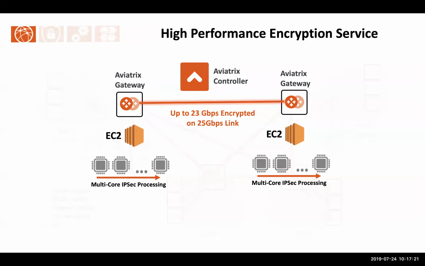This gives you the ability to use a very large instance, for example, to get up to 23 gigabits per second of IPsec encryption on a 25 gig link. So this is one of the advanced capabilities that the gateways can deliver.